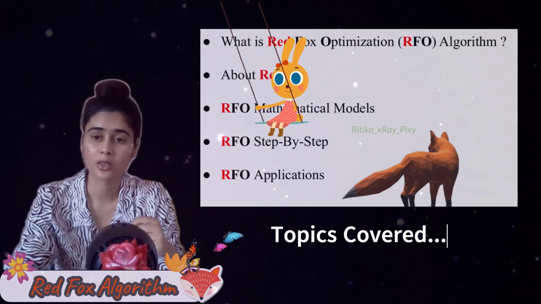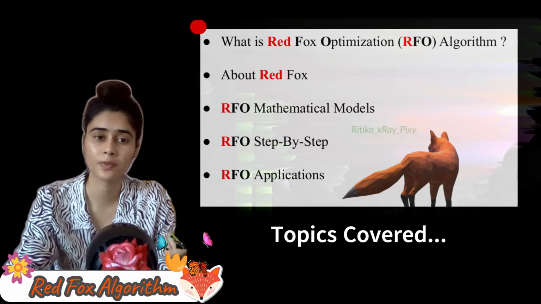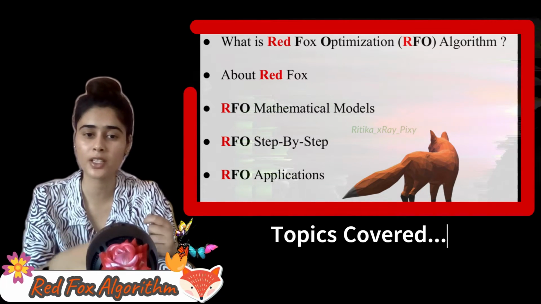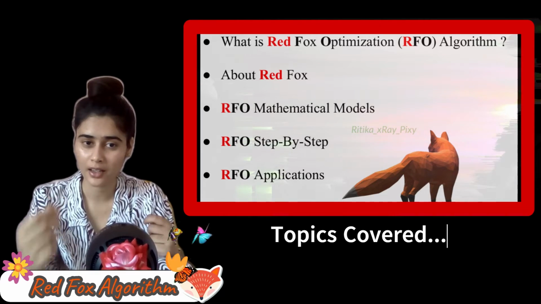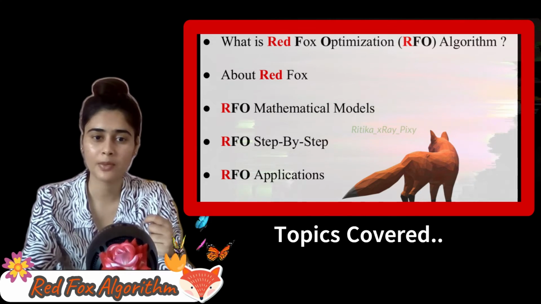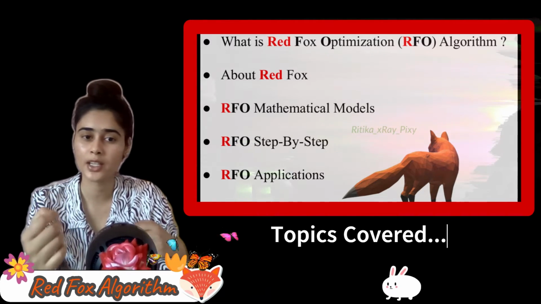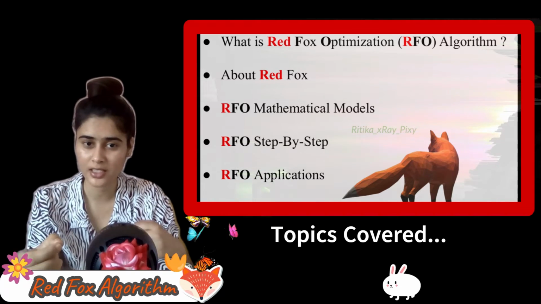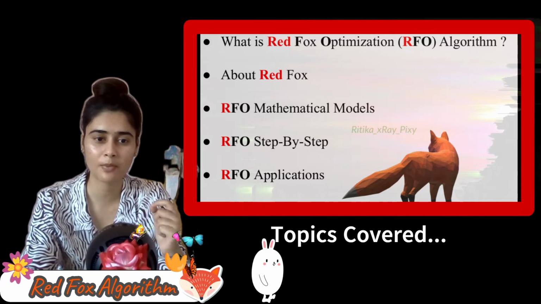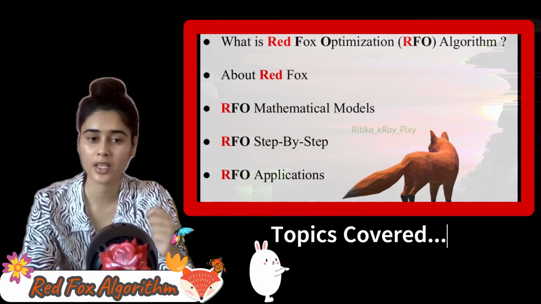What is this algorithm all about? The main inspiration behind this algorithm. Then we will discuss a few facts about red foxes, because the main inspiration behind this algorithm is the hunting behavior of the red foxes in real life. Then we have different mathematical models. So these mathematical models are used to simulate different hunting strategies used by red foxes in real life. Then step by step we will try to understand how this algorithm is working. And the last we have the application.